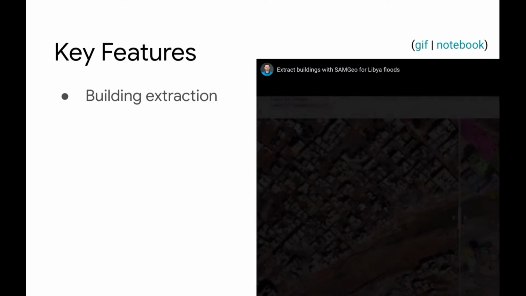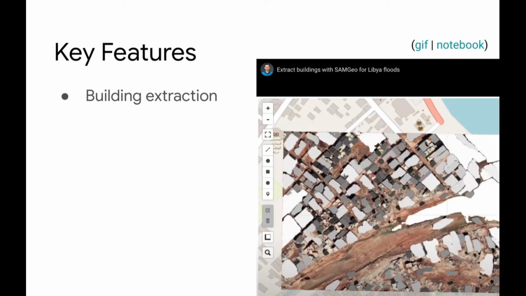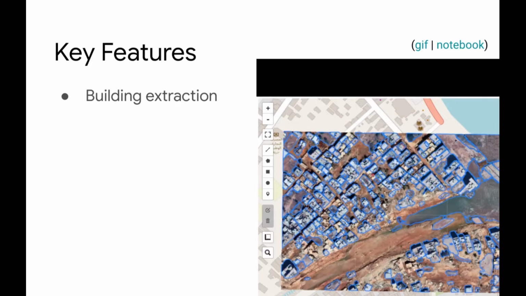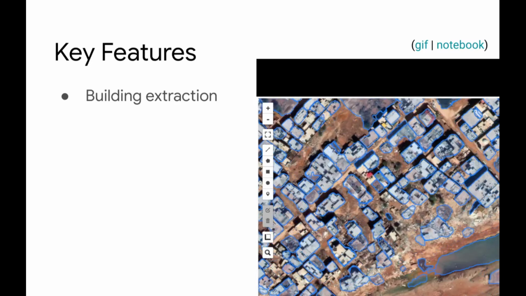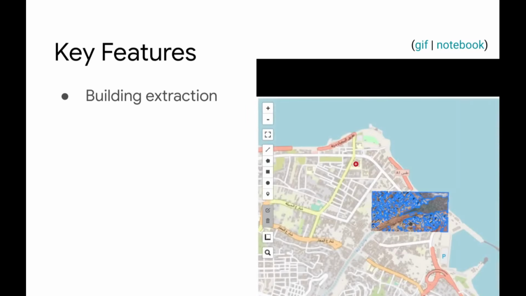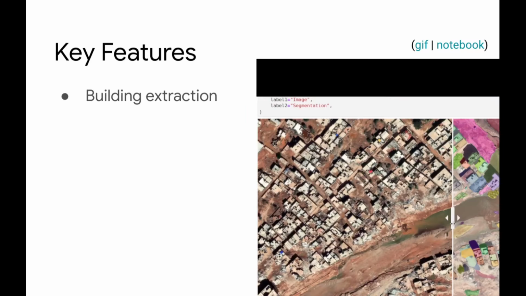Also, you can do some building extraction. This is something you can utilize if there are any disasters. If you have high resolution images before and after, you can quickly use this to figure out how many buildings were damaged. Again, it's not going to be perfect. You need some post-processing, but it's still so much faster than trying to build a model yourself or trying to delineate manually. It's going to save you a lot of time.